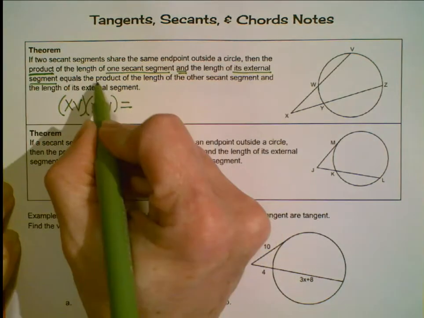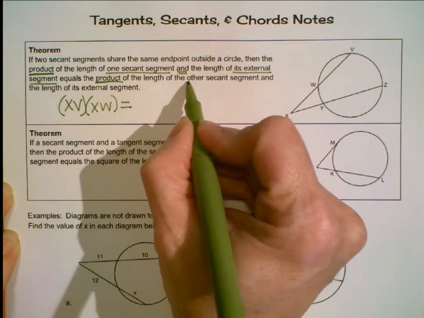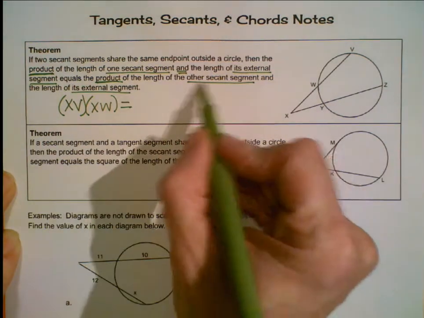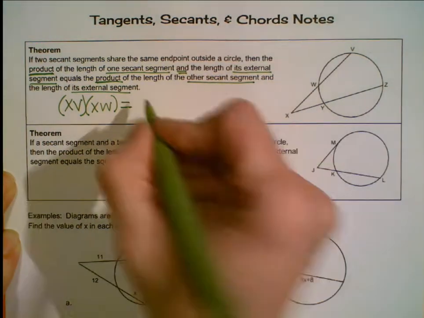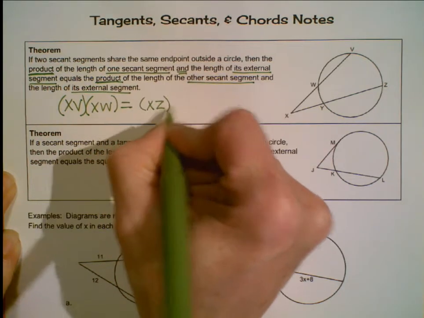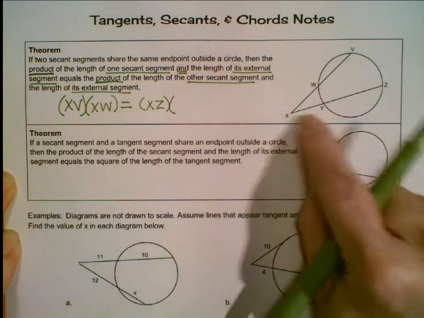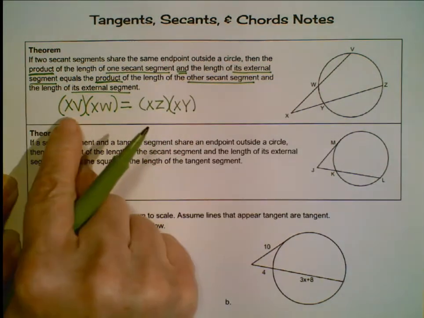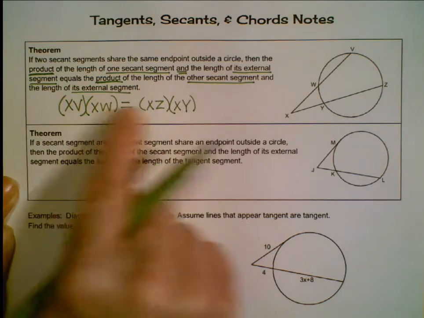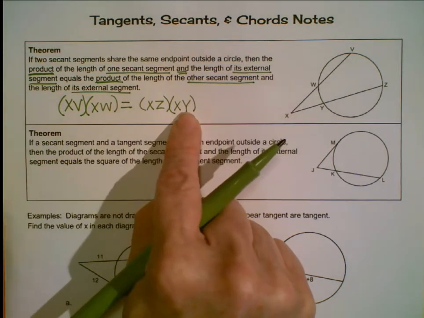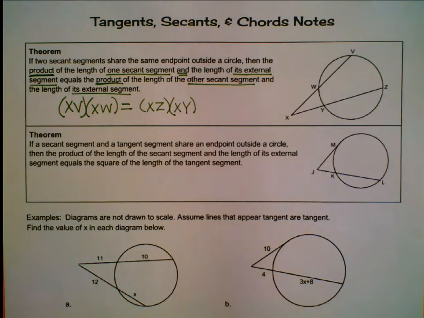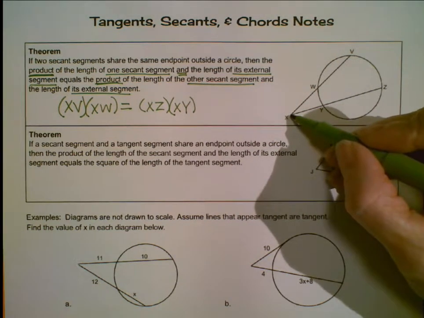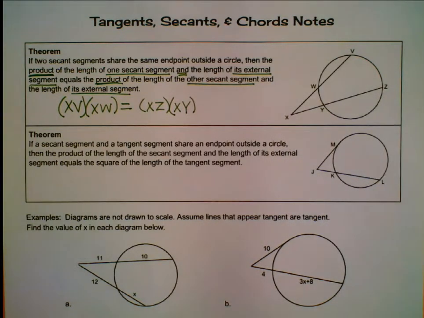So it's the whole segment times the external part is equal to, now we do the same thing for the other one. There again, it's a product of the length of the other secant segment and its external segment. Okay, so the other secant segment from X to Z times its external segment, X to Y, the part outside of the circle. So we get the whole secant times the outside part. Whole secant times the outside part. And that becomes how we're going to work with two secants that have one endpoint in common outside the circle.